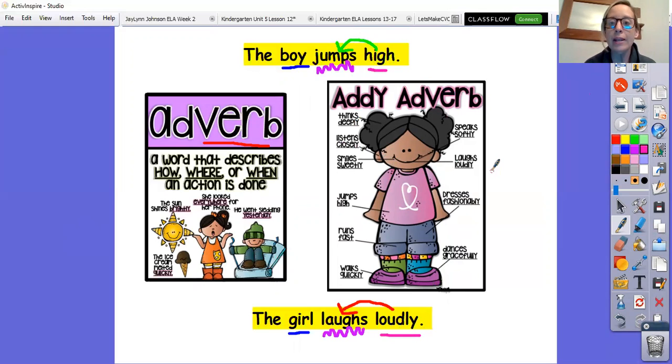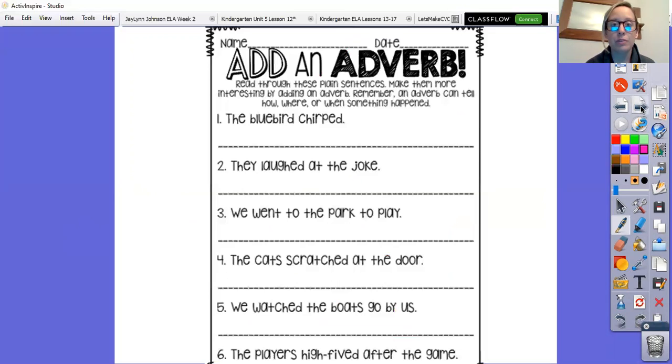Over here, we have a picture of Addie Adverb, okay? And it's describing the things that she's doing, okay? How she's doing them. So she listens closely. How does she listen? Closely. Addie smiles. She smiles sweetly. So how does she smile? Sweetly, okay? Addie jumps high. How does she jump? High. Addie runs fast. How does she run? Fast. So those would be examples of my adverbs, okay?